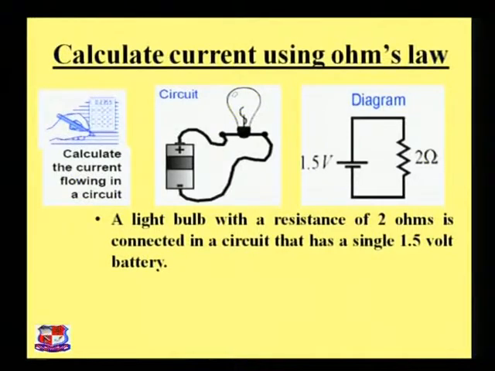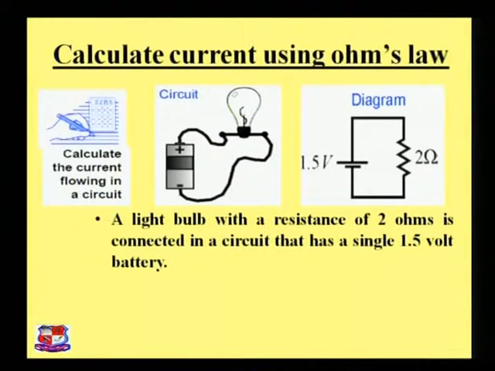Current using Ohm's law. There is a circuit which contains one battery, one bulb that is a load device, and these are the wires. This is the basic circuit, and we now convert that circuit into symbolic form. That is a battery of 1.5 volts, the EMF source, and a resistance of 2 ohms. So here two quantities are given, the voltage and the resistance, V and R.